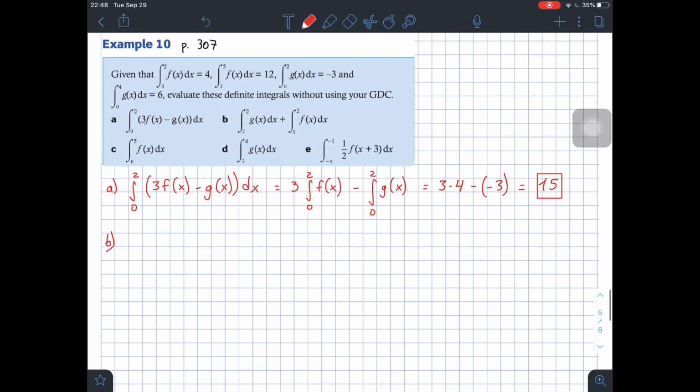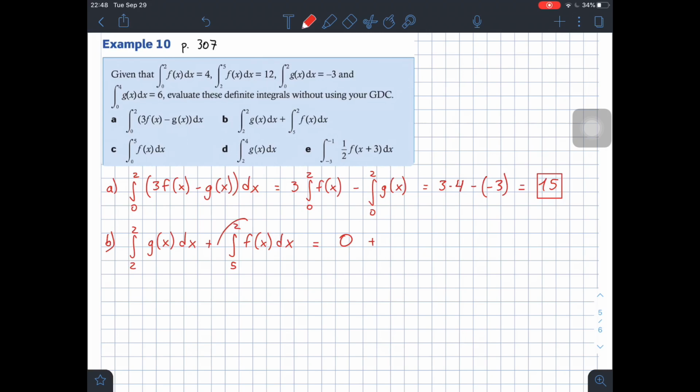Now let's go to part B. Part B says the integral from 2 to 2 of g of x with respect to x plus the integral from 5 to 2 of f of x dx. Okay, so this one over here, we know it's 0, right? Because we're integrating from 2 to 2, so we're not moving in x. So because of that reason, this is 0.